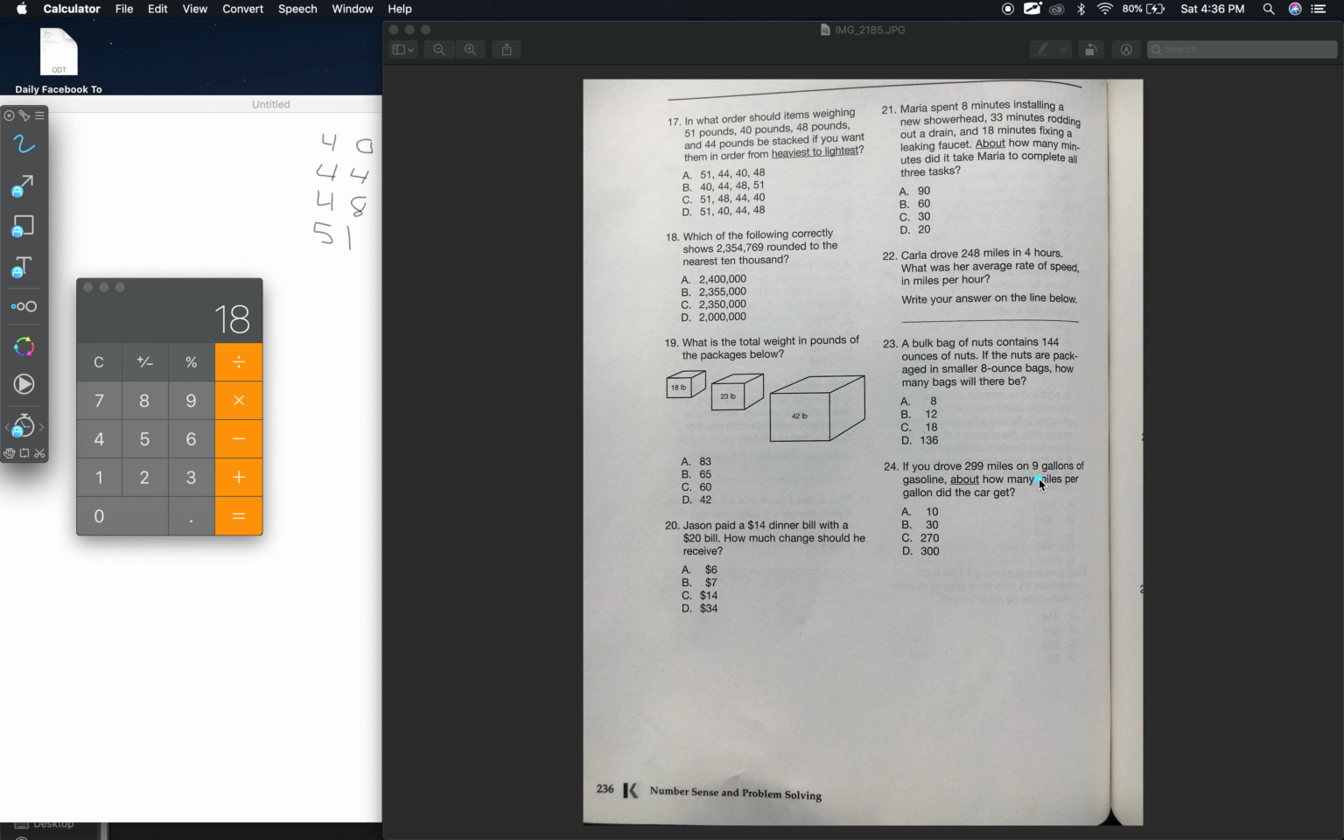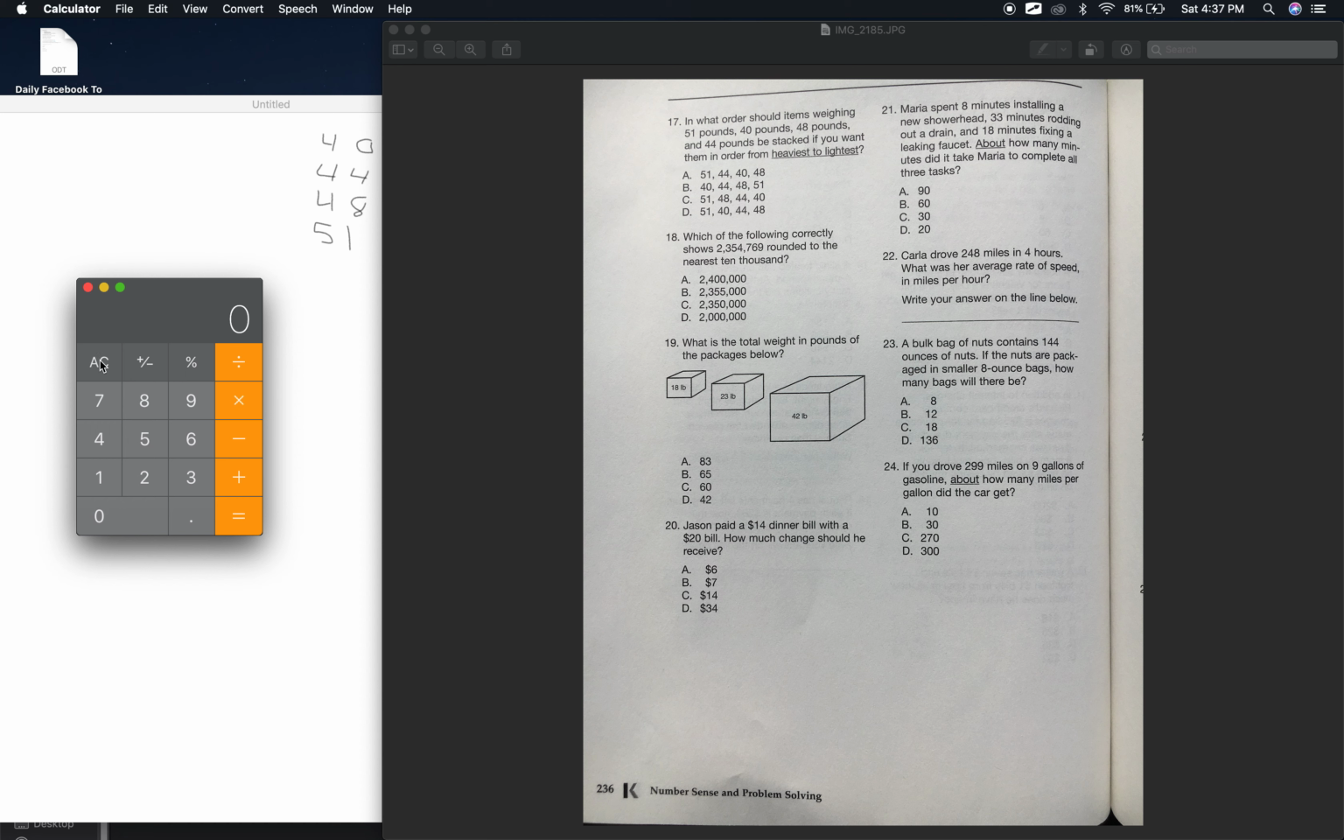If you drove 299 miles on 9 gallons of gasoline, about how many miles per gallon did the car get? Again, we have this indicating word here, which is about. So they don't want the exact number, but pretty much they want you to round it up. Okay, so we have here, if you drove 299 miles on 9 gallons of gasoline, about how many miles per gallon did the car get?